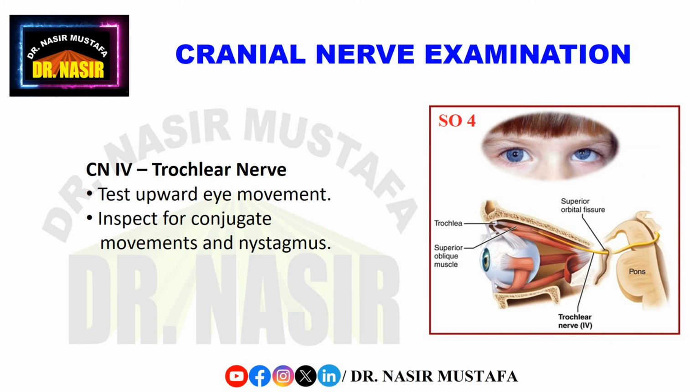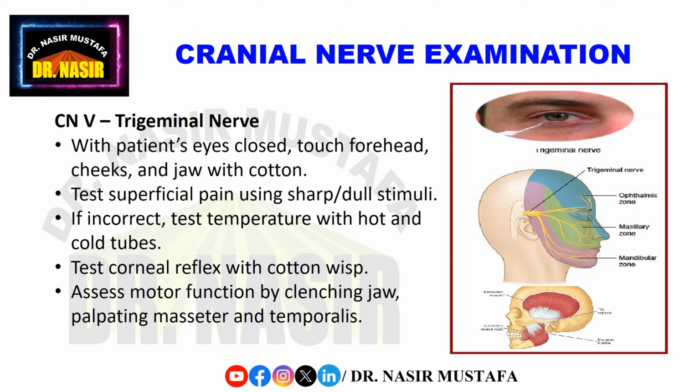Next, assess the trochlear nerve, CN4. Test upward eye movement and observe for conjugate movements or nystagmus. Now, assess the trigeminal nerve, CN5. With the patient's eyes closed, test sensation on the forehead, cheeks, and jaw using cotton, sharp, or temperature stimuli. Check the corneal reflex with a cotton wisp. Assess motor function by having the patient clench their jaw while palpating the masseter and temporalis muscles.